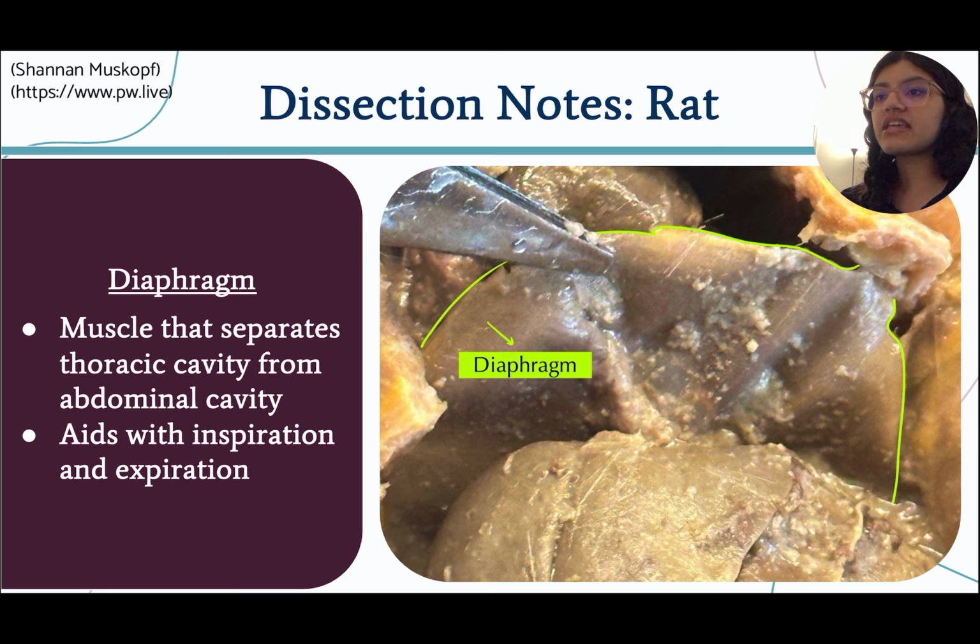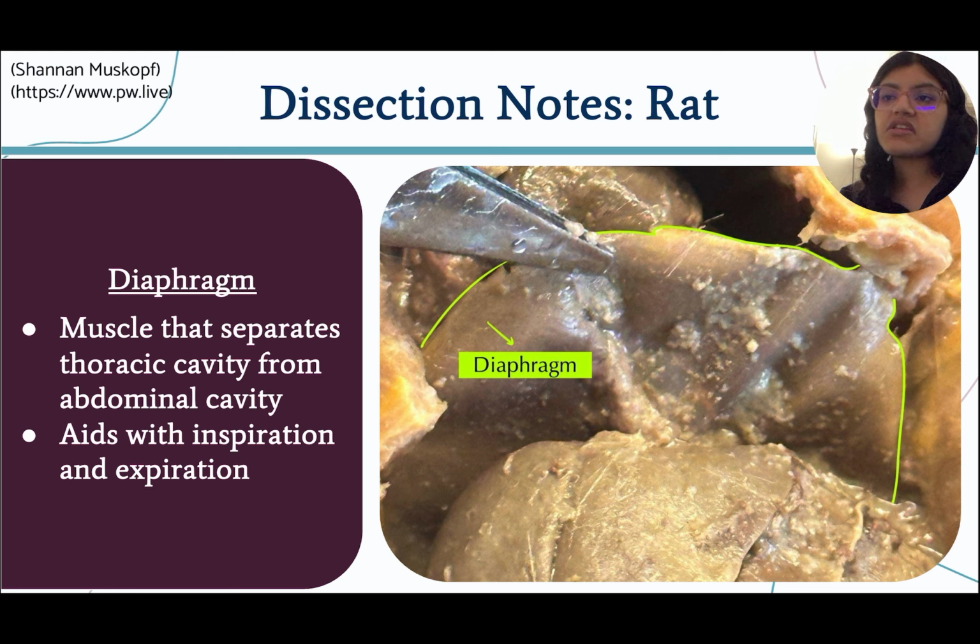And this thoracic cavity is basically the cavity in your upper body where you have your lungs and your heart and your rib cage, and this muscle separates it to protect the functions of these organs from the rest of your intestines and your liver and your kidney. And this diaphragm muscle helps with inspiration and expiration.